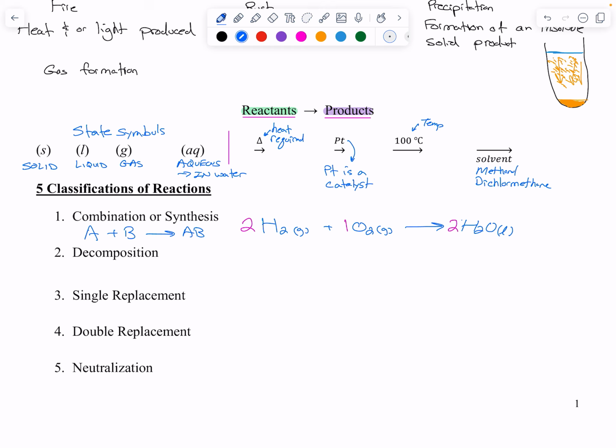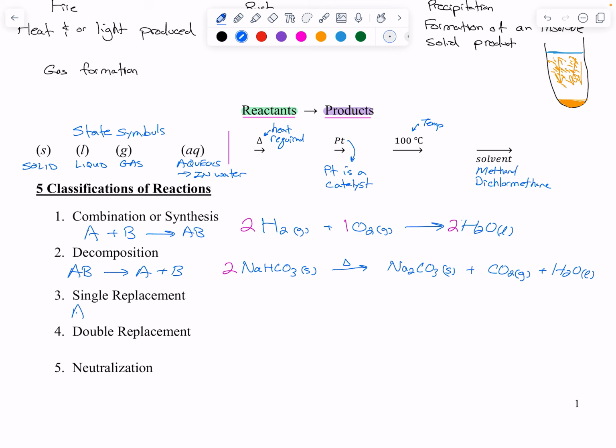Decomposition is the opposite. A good decomposition reaction would be NaHCO3 solid. We add heat. That's baking soda, and that makes Na2CO3, sodium carbonate, plus carbon dioxide gas and H2O liquid. And to balance that, you just need a 2 there. Baking soda is a great example.